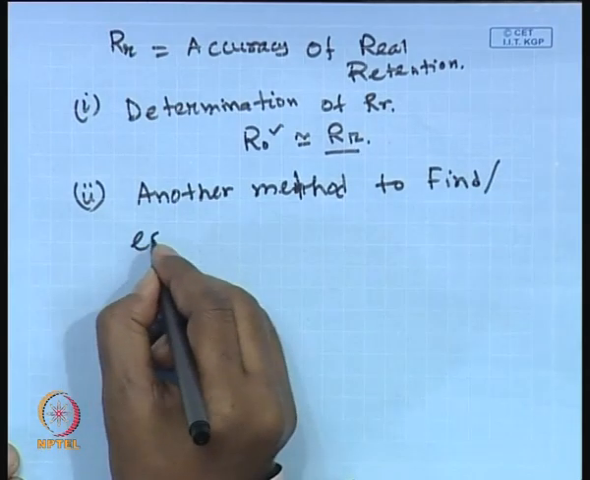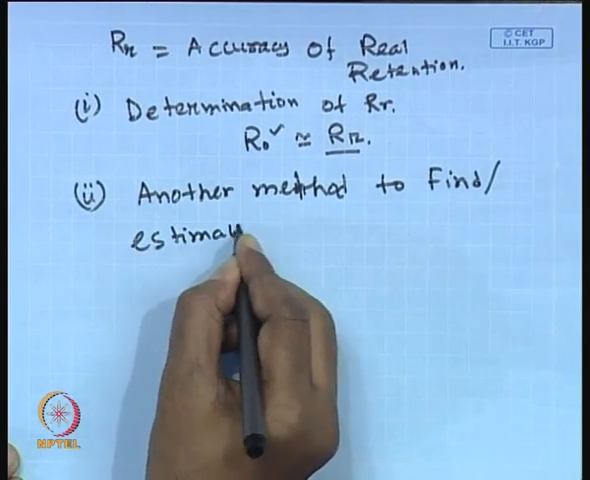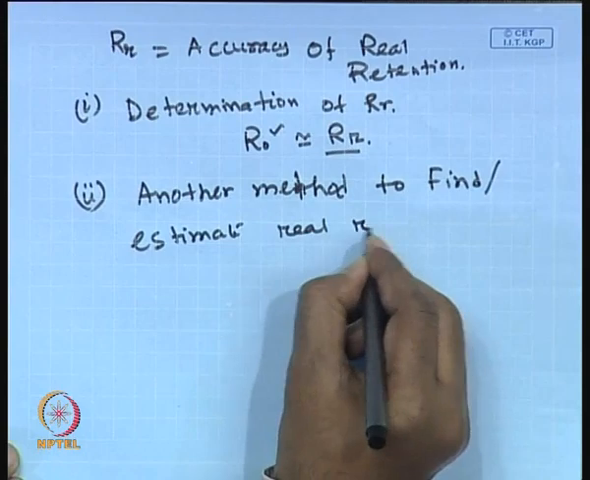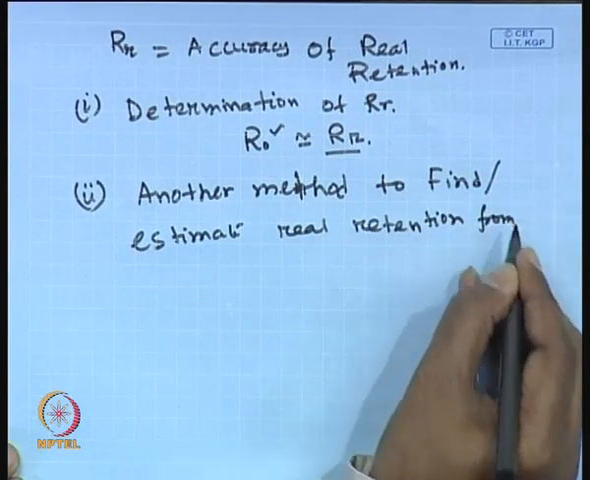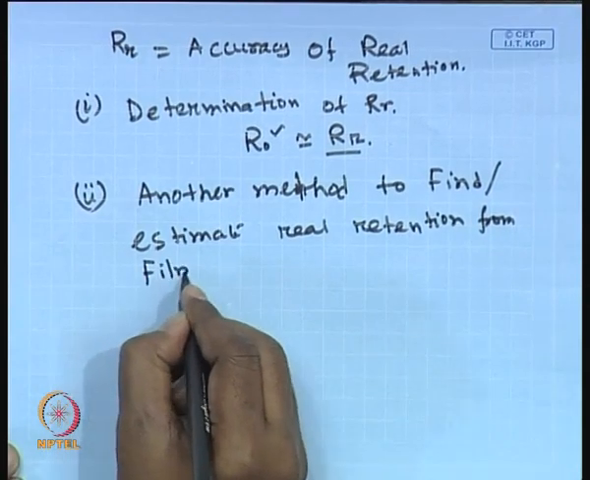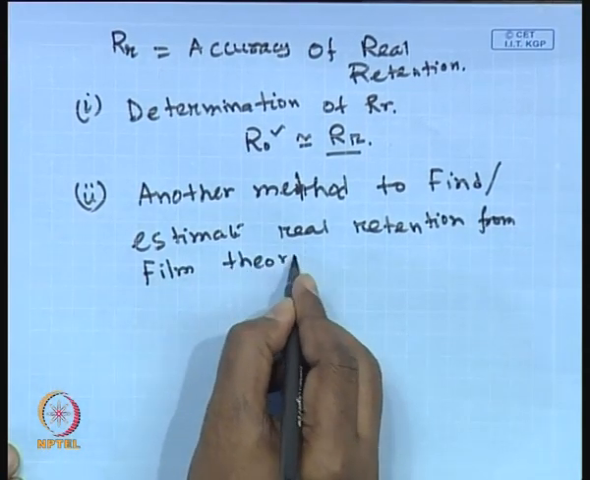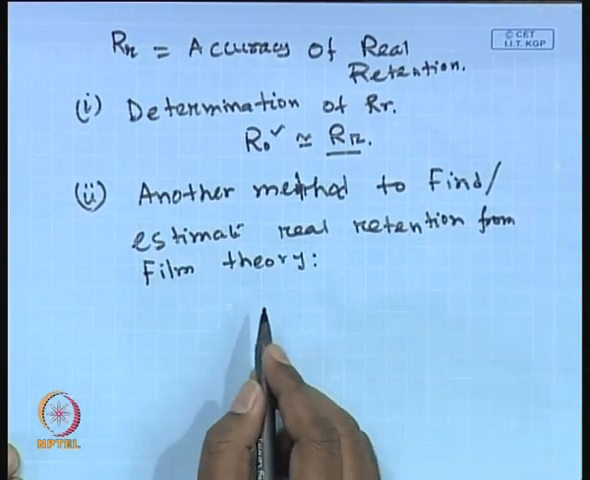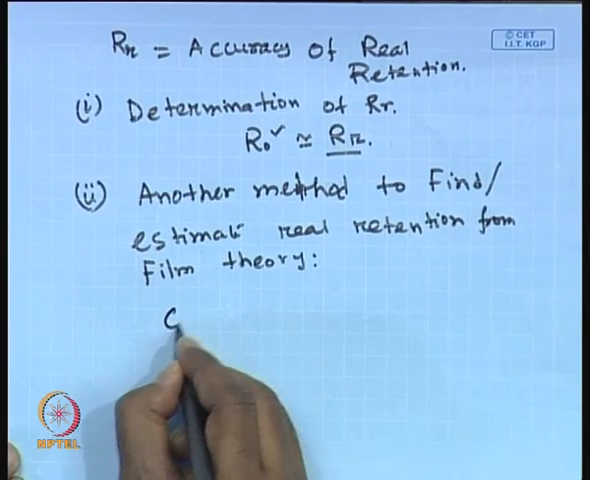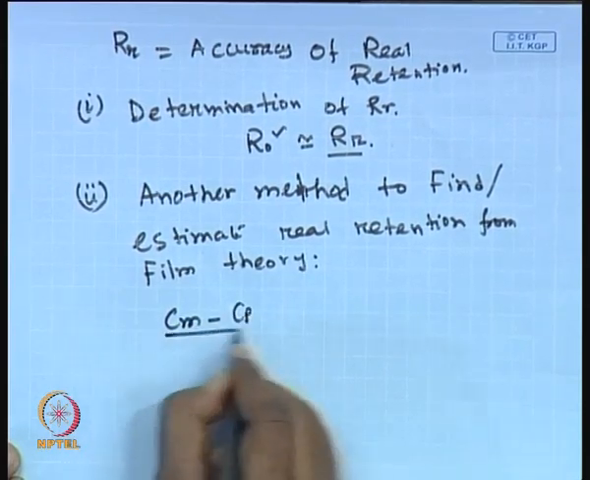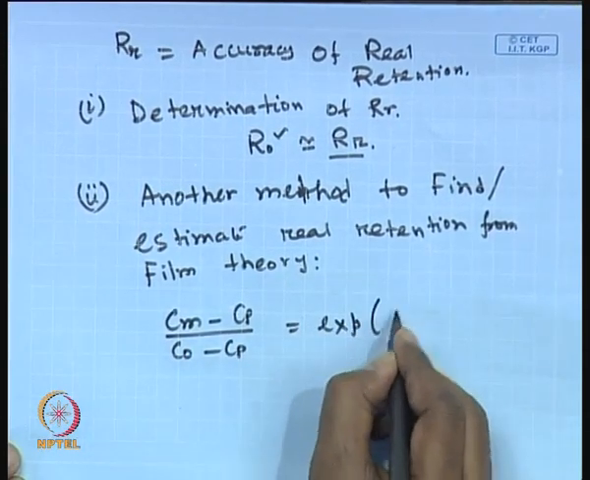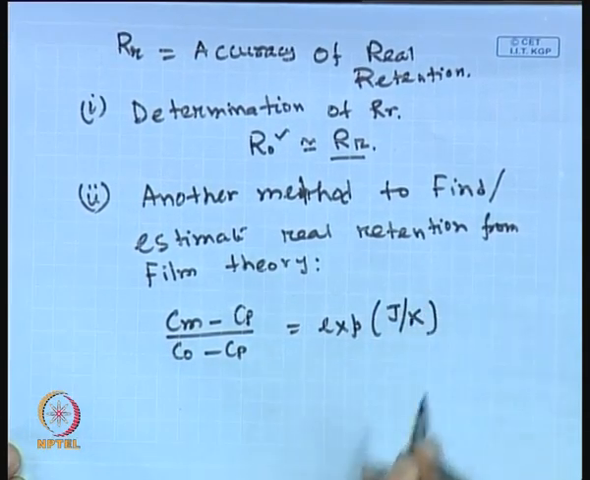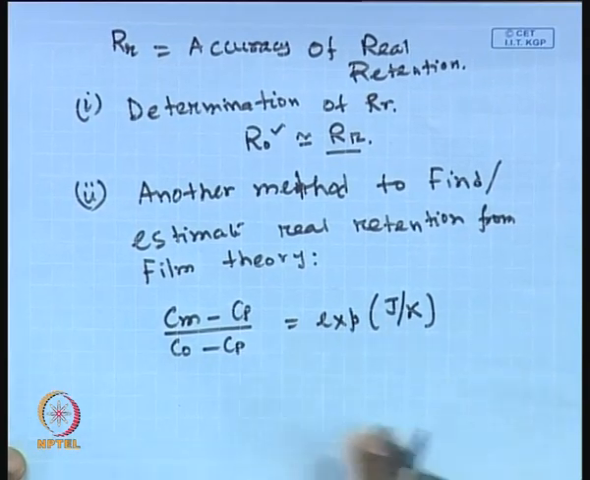Find or estimate real retention from film theory. If you look into the expression of film theory, (Cm minus Cp) divided by (C naught minus Cp) is equal to exponential J by K. Okay. Now, what we will be doing?